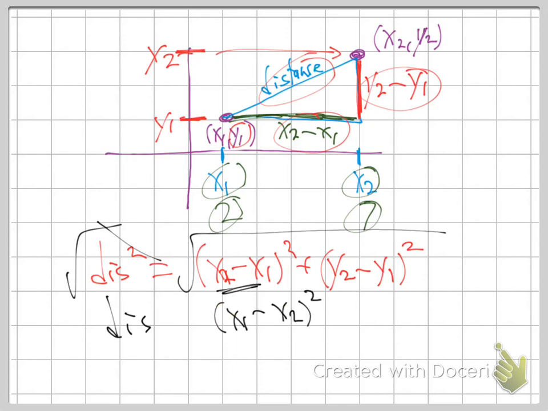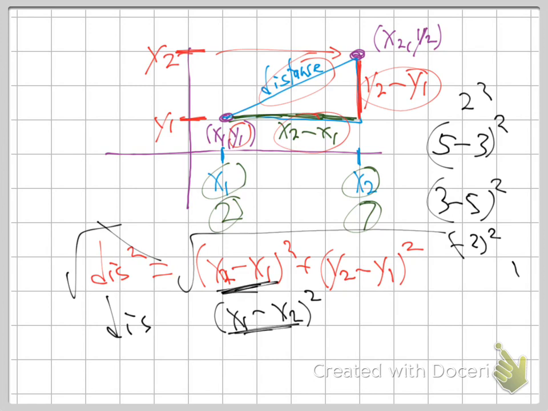Why? Stick in numbers again. Think with me about it. If you go 5 minus 3 and then you square it, is that any different than 3 minus 5 and then squaring it? This is 2 squared. This is minus 2 squared. See how it comes out 4 either way? When you're subtracting two things, you change the order, it just changes the sign, and then you square it, it's positive anyway. So that's why I'm saying this way or that way is going to make no difference.